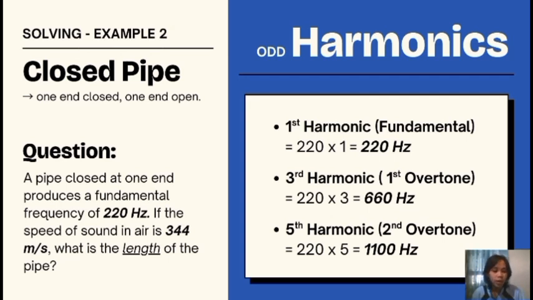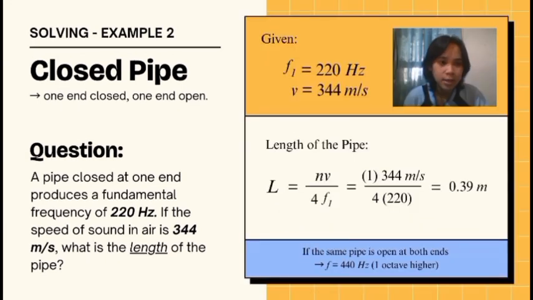So, earlier, here in our slide, it said that if the same pipe is open at both ends, 440 is the second harmonic. But since this is a closed pipe, it goes straight to the third. So, why did it become 440 earlier? Because it said that both ends are open. Meaning, if both ends of the pipe are open, it is an open pipe. So, all harmonics are present.